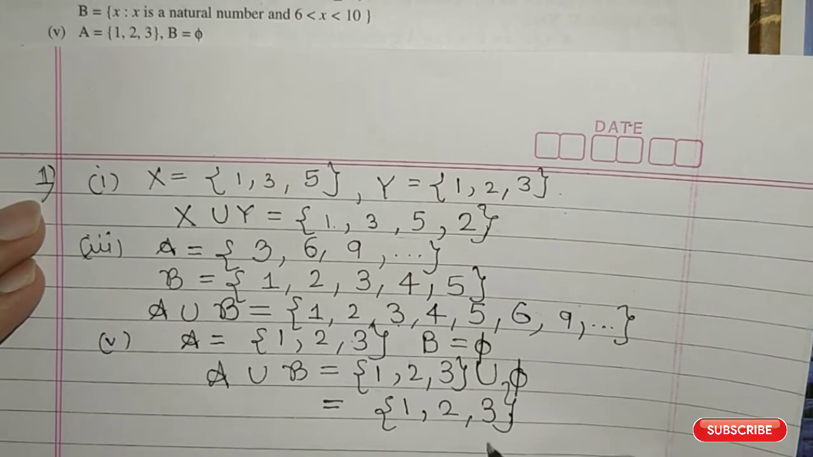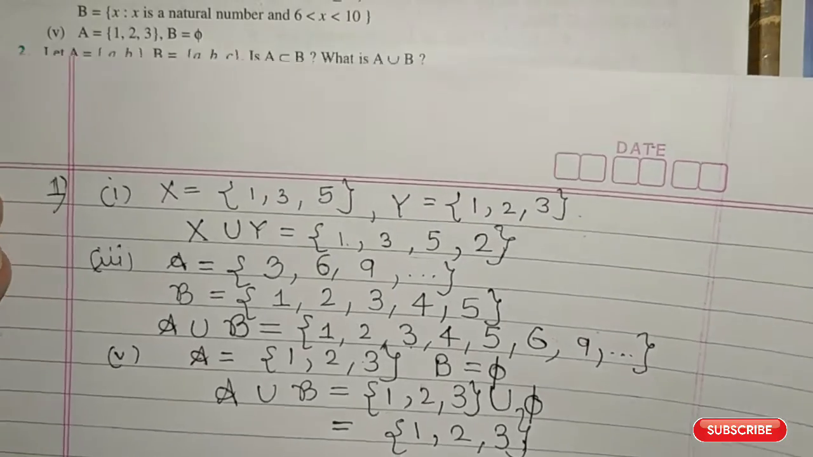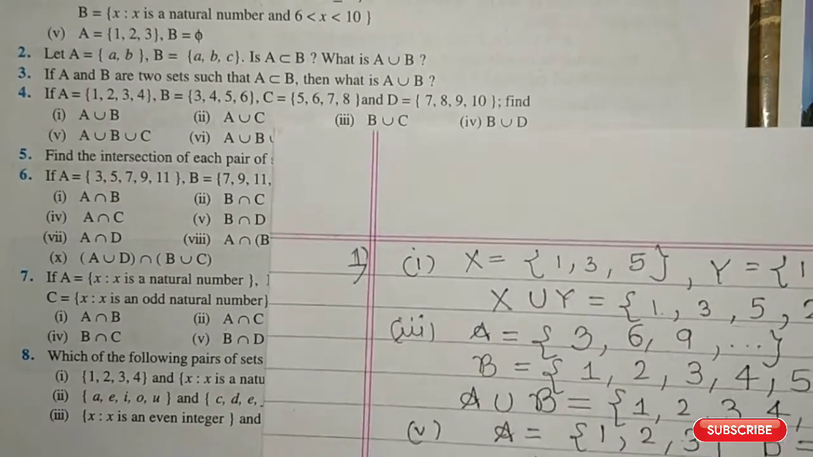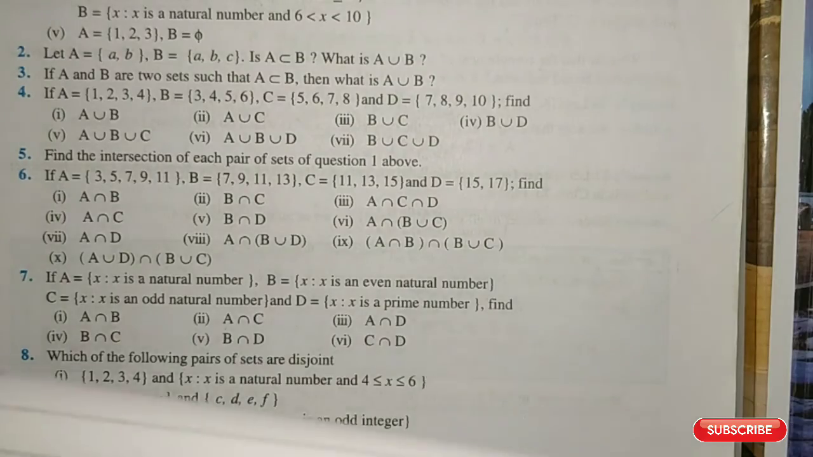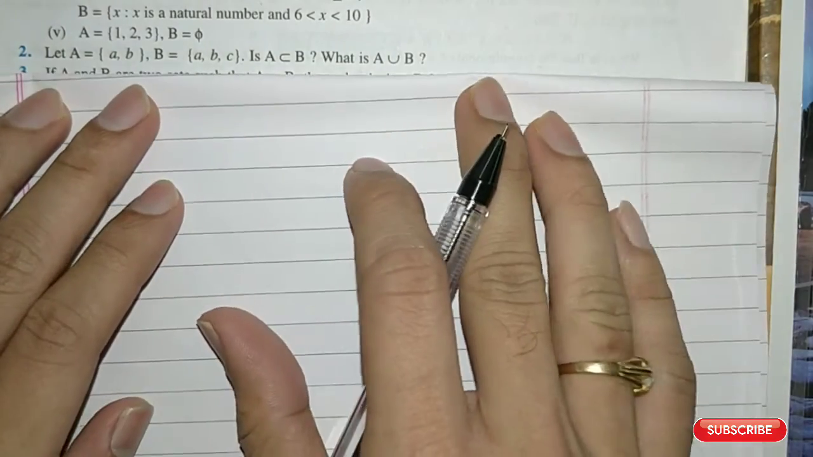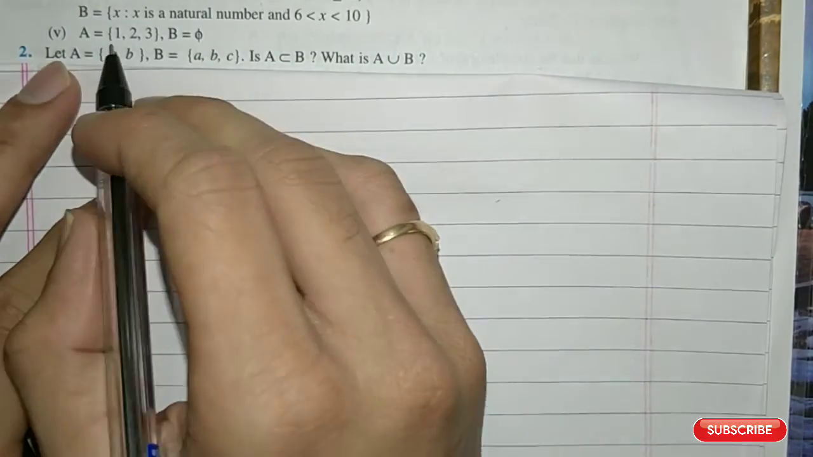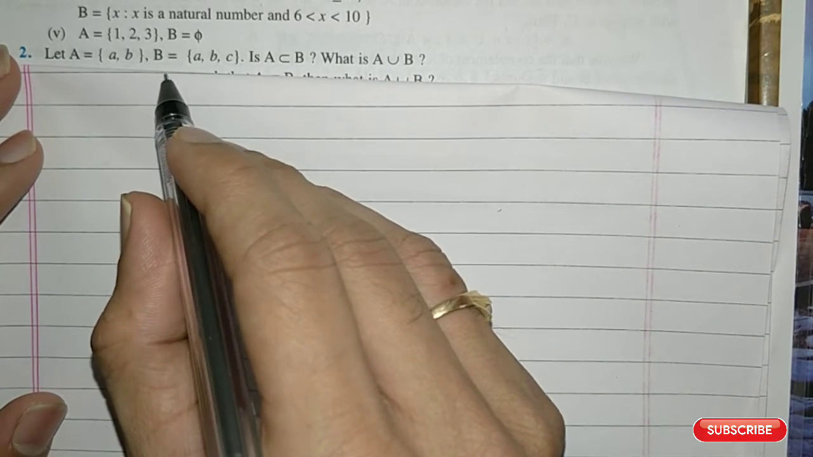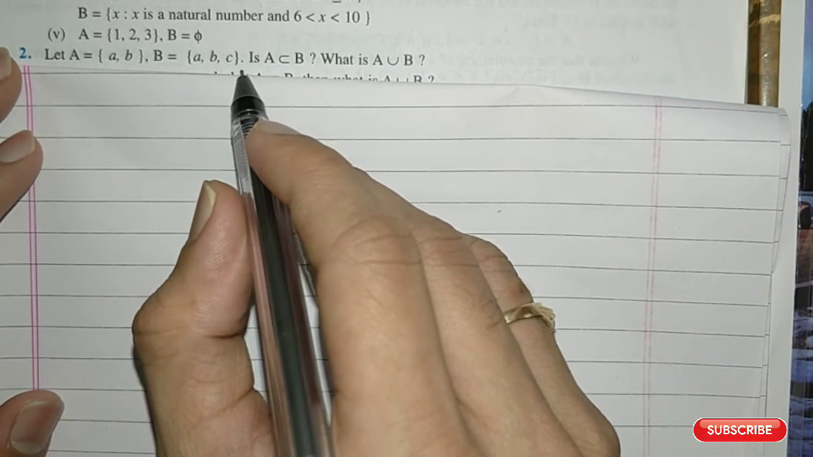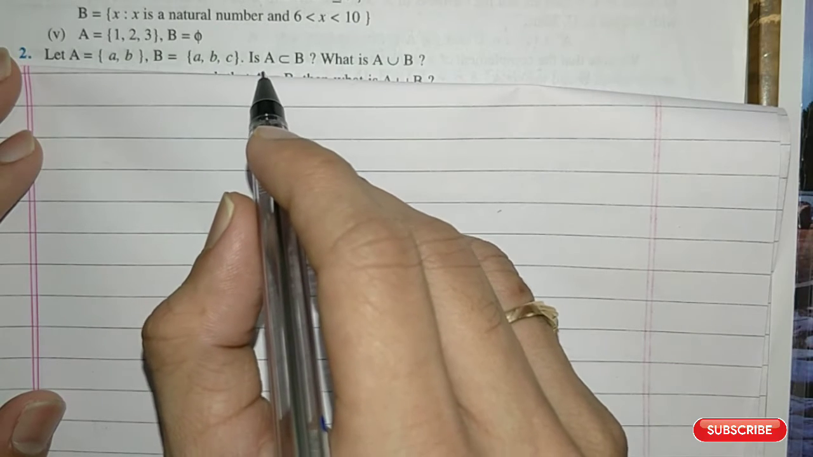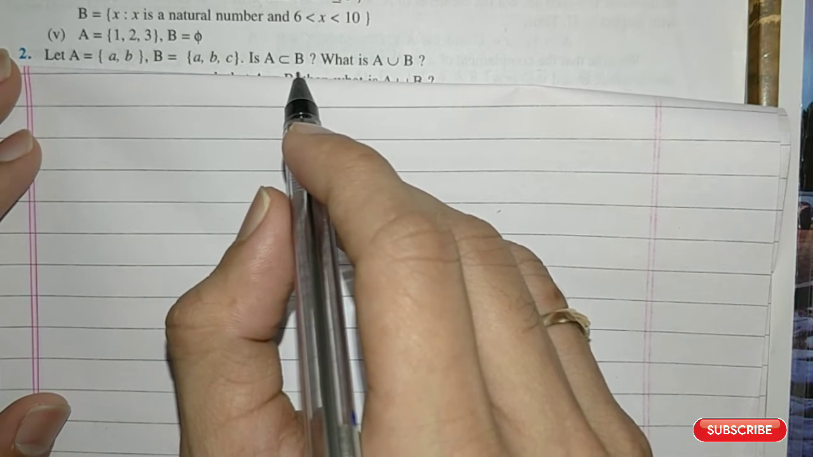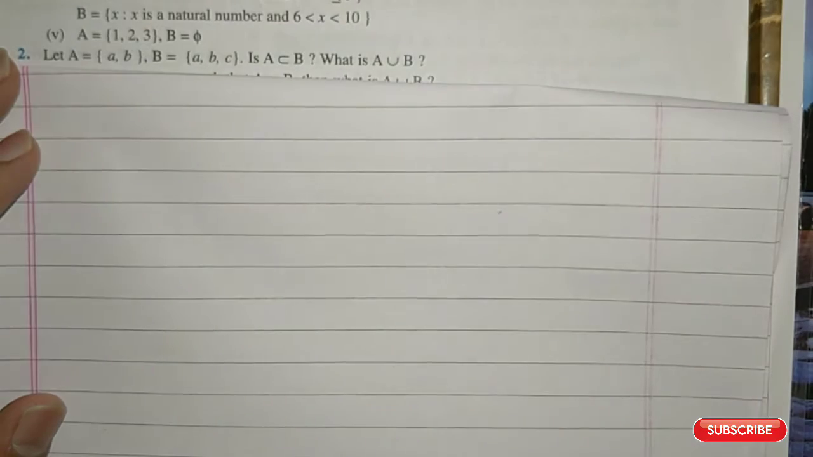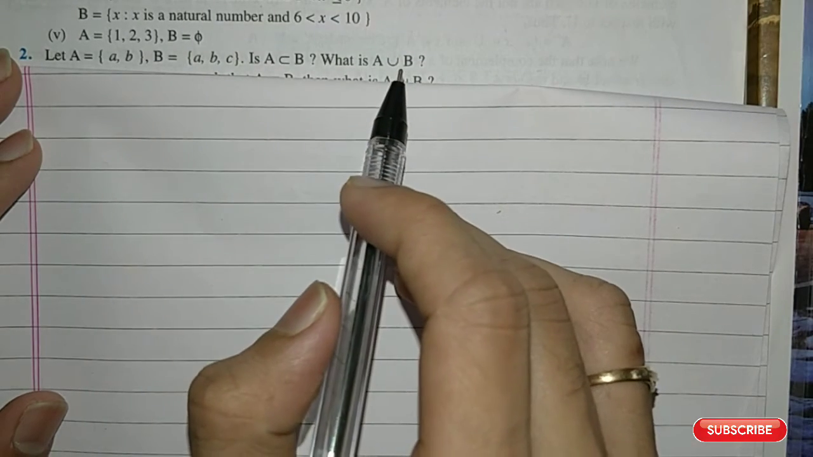Okay, so now let us go to the second problem. What is the second problem? Let A be equal to the set {a, b}, let B be equal to the set {a, b, c}. They are asking you, is A a subset of B? And the second question is, what is A union B?